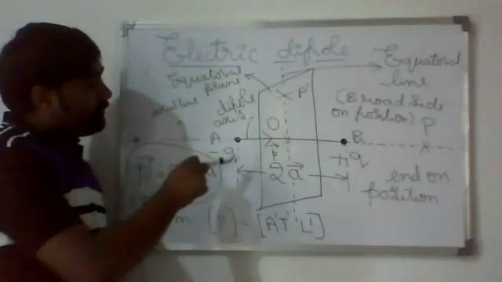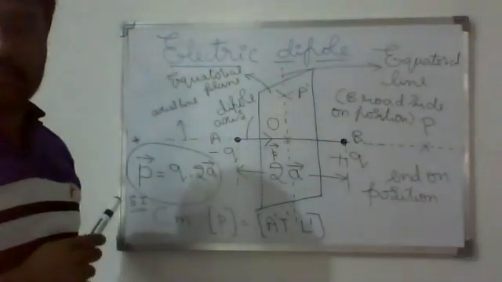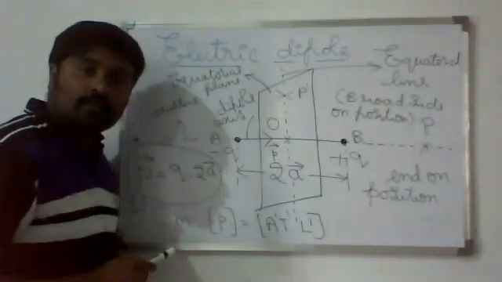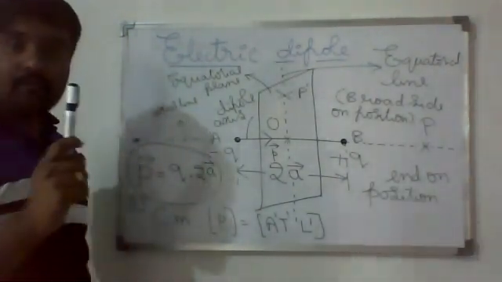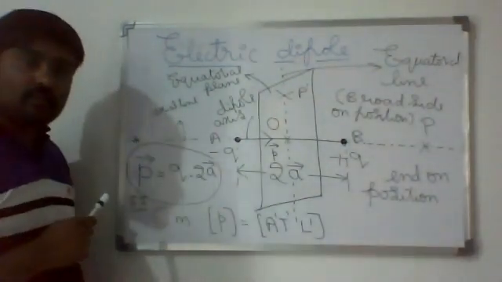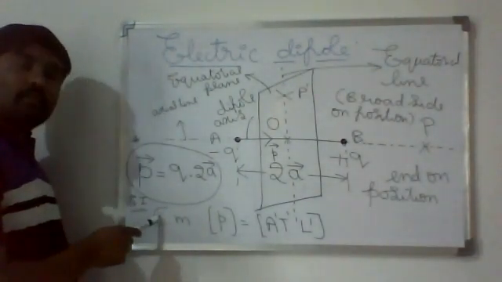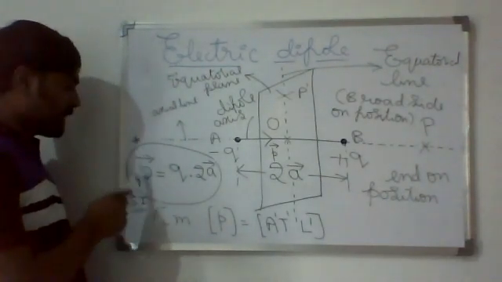The direction of dipole moment is the same as the direction of the dipole axis, that is from negative charge to positive charge. Electric dipole moment is a vector physical quantity. The SI unit of dipole moment is coulomb meter.